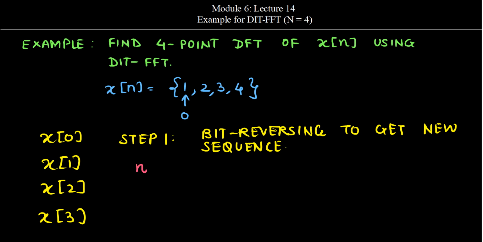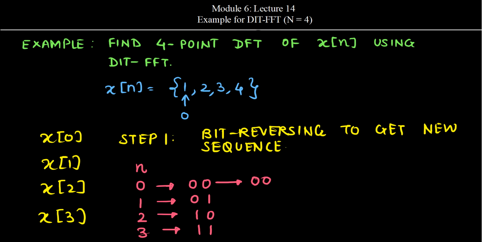Now the value of n when it is 0 can be represented by 0, 0. When the value of n is 1, it can be represented as 0, 1 in binary. This 2 can be represented as 1, 0 in binary, and this 3 can be represented as 1, 1 in binary. Now if we bit reverse this 0, 0, we are just going to get 0, 0 here. Again, if we bit reverse this 0, 1, we would be getting 1, 0. If we bit reverse 1, 0, then this 0 would be here and the 1 will come here. And if we bit reverse 1, 1, then we would be getting 1, 1 again.